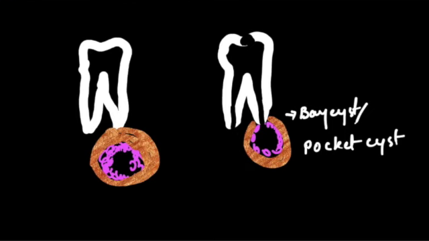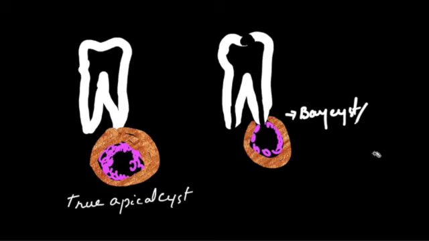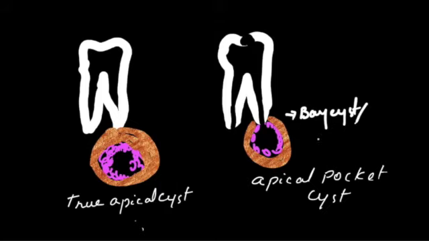Let's quickly understand another concept here. Here is the first scenario where there is a cyst attached to the apex which is not open to the root canal. So it's called a true apical cyst. And here's another tooth with the periapical radicular cyst, where the cystic lumen is open to the root canal, and it is called an apical pocket cyst, also known as a bay cyst.